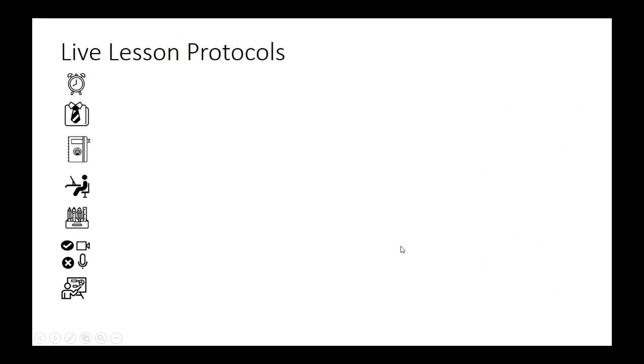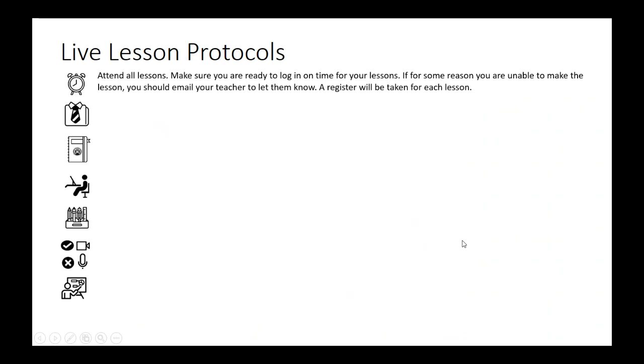I also wanted to talk you through what will happen with live lessons, as these will be an integral and very important part of the home learning timetable. But in order for them to work efficiently and safely for both our pupils and staff, there are some live lesson protocols that all students must follow. Pupils should aim to attend all lessons. It is up to them to make sure they are ready to log on in time for the lesson. If for some reason they are unable to make it, they should email their teacher to let them know. A register will be taken for each lesson.